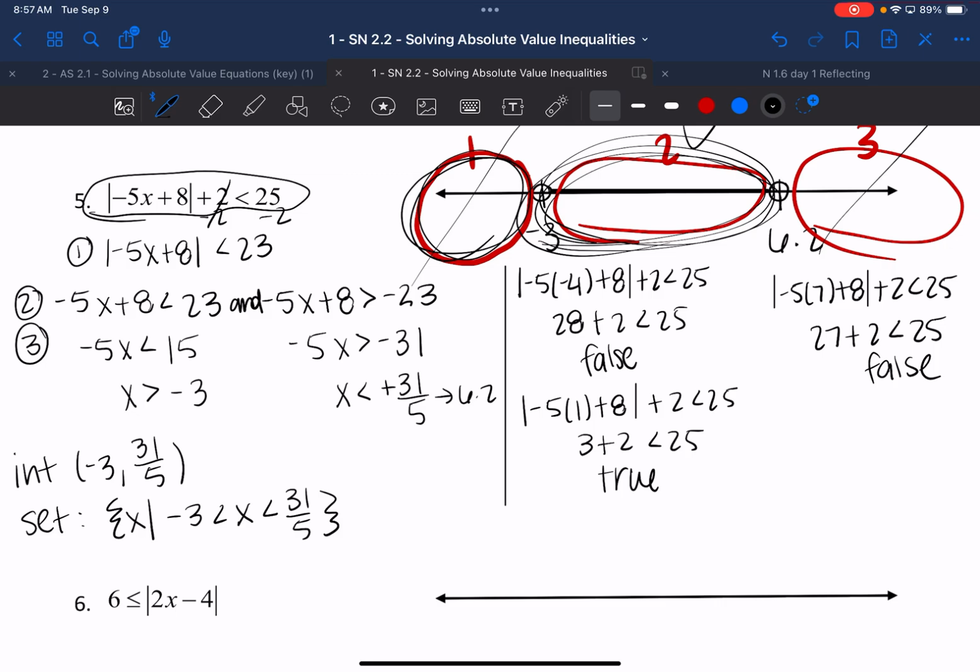So set and inequality are the same thing. They'll ask you for both of them interchangeably. If they just wanted inequality, you would only write that inequality part. So we would just have negative 3 is less than x is less than 31 over 5. They would tell you which one. If it's on a test or something like that, they're going to tell you, write it in this specific form. All right.